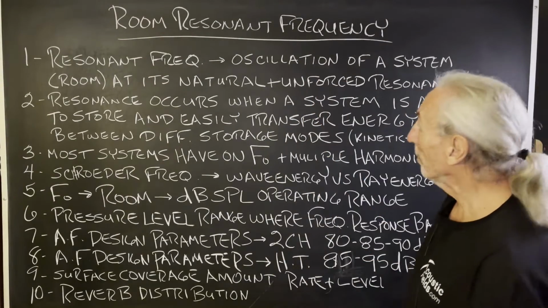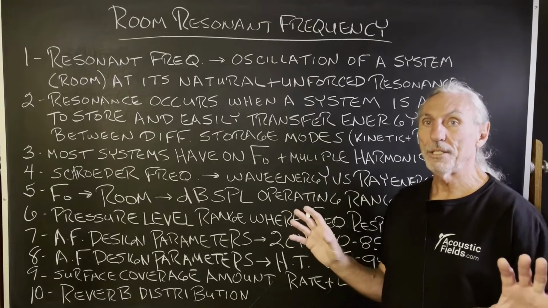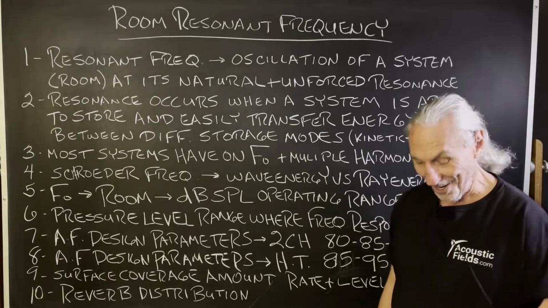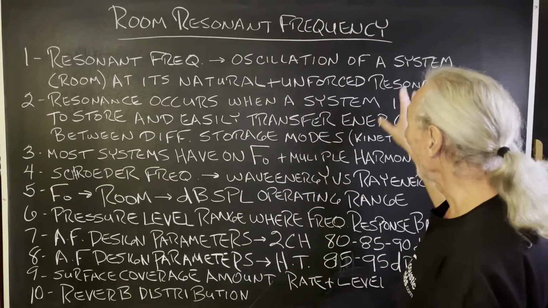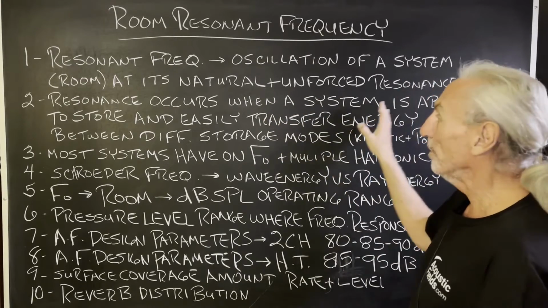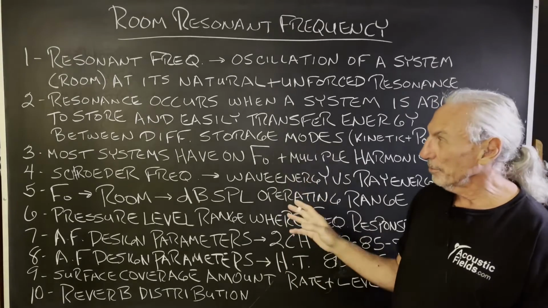Today we're going to talk about room resonant frequency. I'm going to use two dimensions and measurement systems to try to illustrate a point here. I hope I can succeed, but let's give it a go. Resonant frequency: oscillation of a system, room, at its natural and unforced resonance. Okay, what does that mean? Well, let's go a little further.